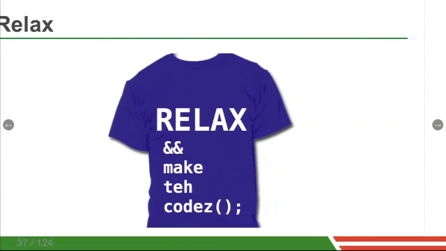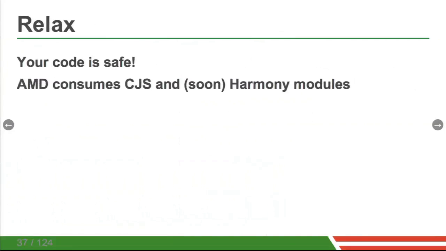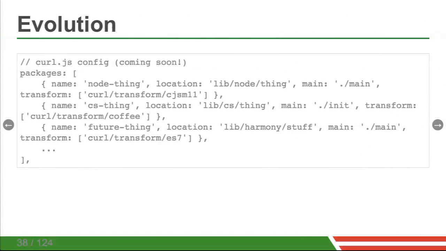But relax. Like I said, this whole compile-to-AMD concept basically allows you to just specify that these modules over here are Harmony, these modules over here are CommonJS, and these over here are plain vanilla JavaScript. And the AMD loader will know what to do with these, and if you're requiring one from another, it knows to use the transpiler, and everything just works.